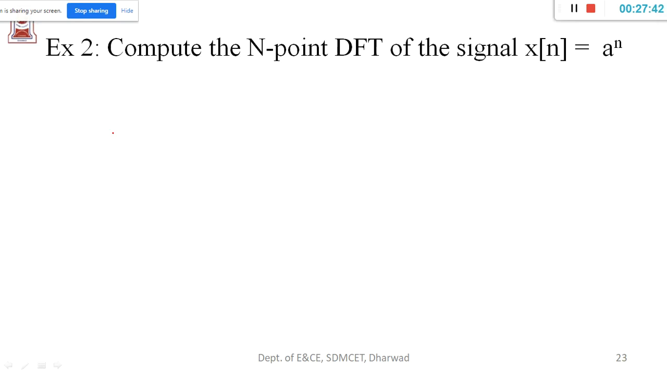Now we'll take a second example. Compute the N-point DFT of a signal x of n equal to a to the power of n. Can you solve this? So what is x of n? X of n equal to a to the power n.